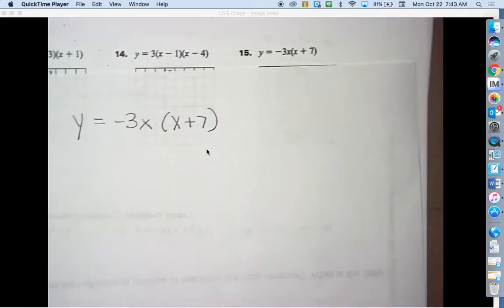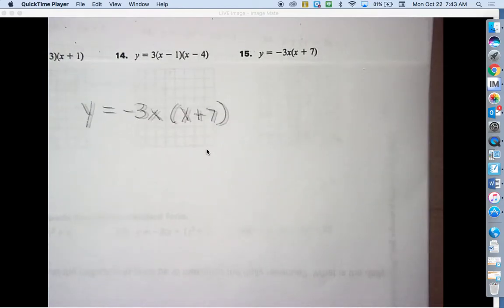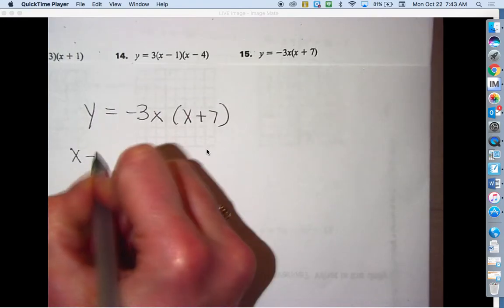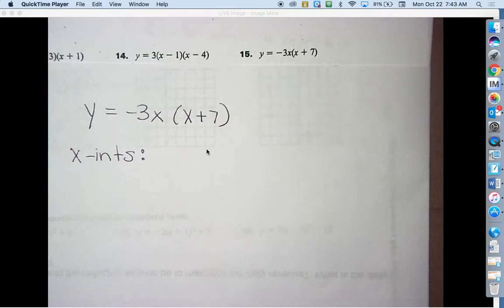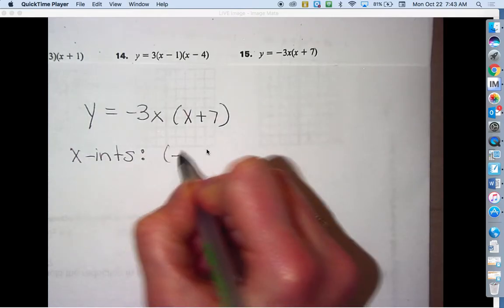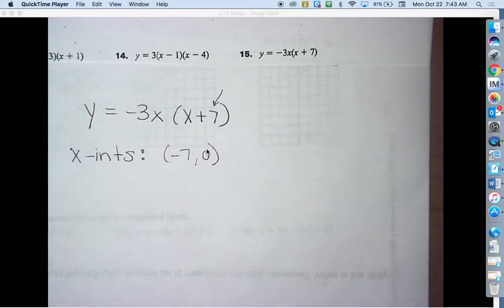Intercept form is when we have those 2 parentheses, and the numbers in the parentheses usually give us the x-intercepts. So if you look at number 15, when it's in intercept form, the first thing we need to list will be the x-intercepts. Can anybody give me one of the x-intercepts for number 15? Rebecca said negative 7, because right here you're taking the opposite of that value. So (negative 7, 0) is one x-intercept. It's the opposite of the number inside the parentheses.